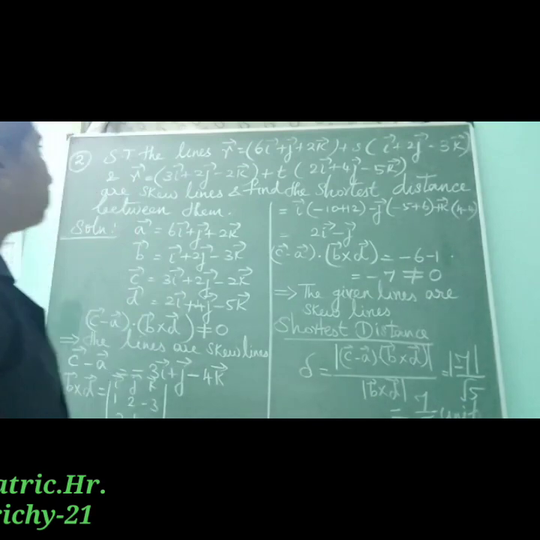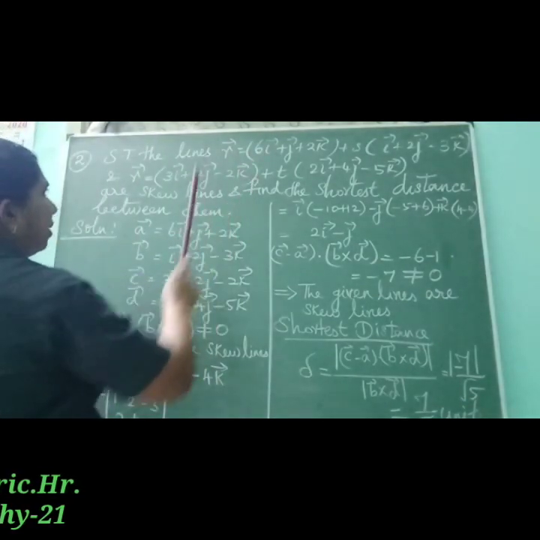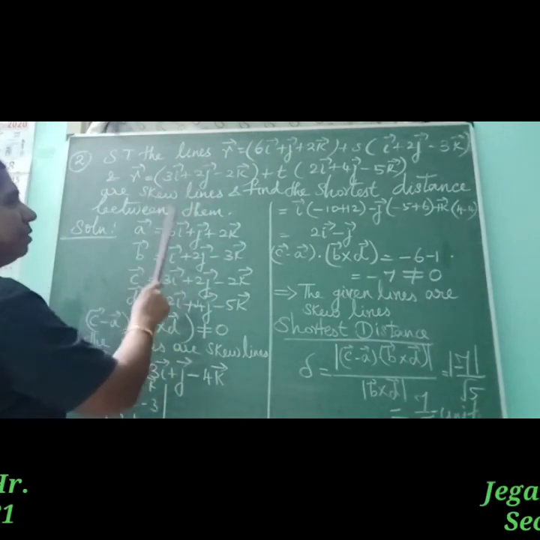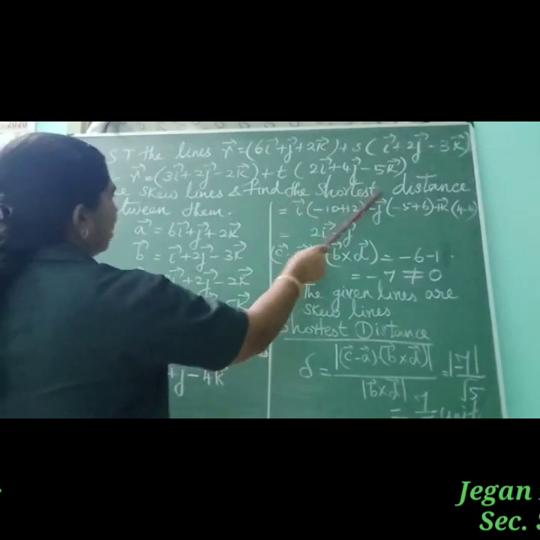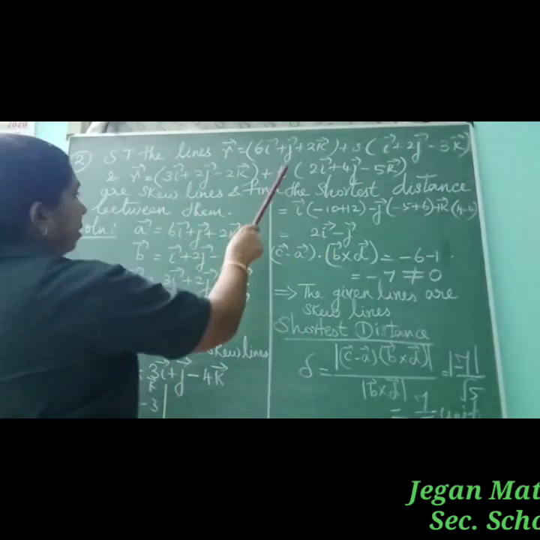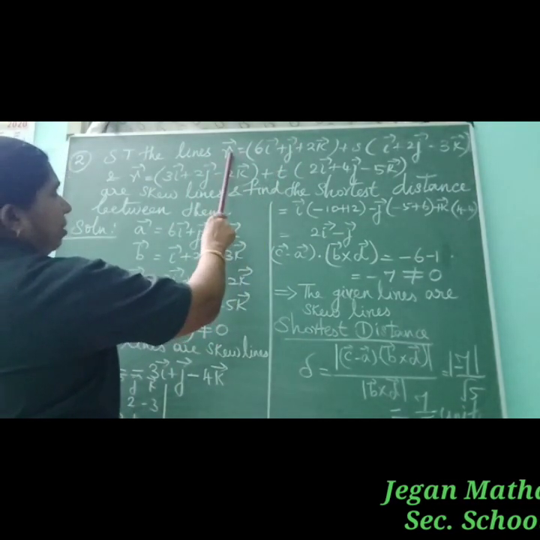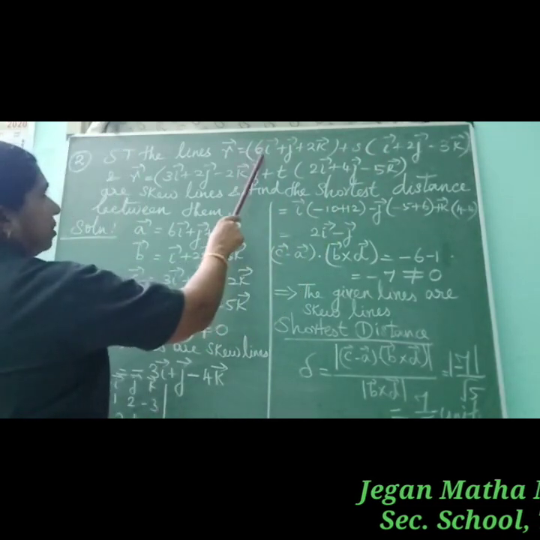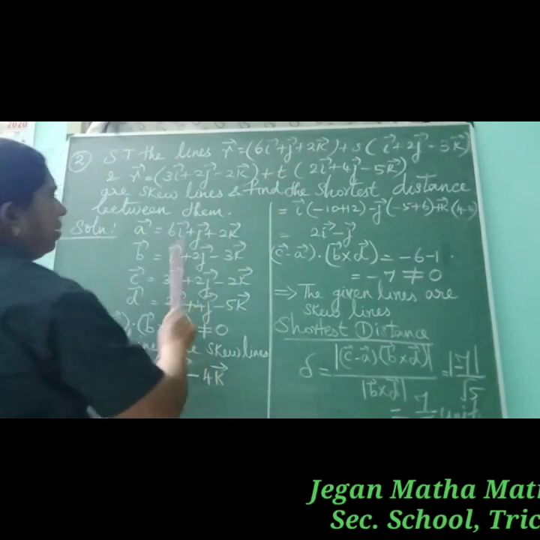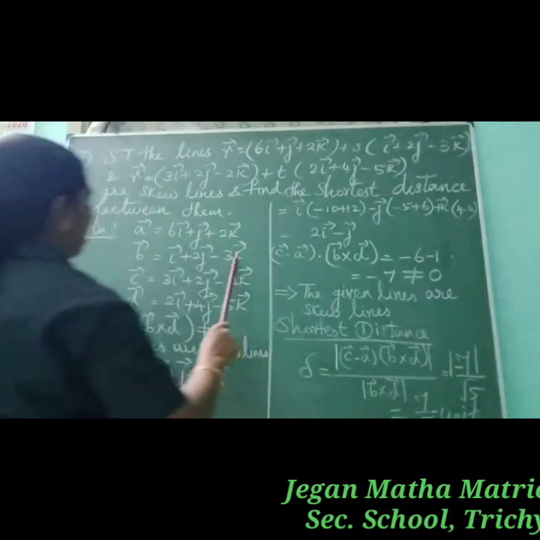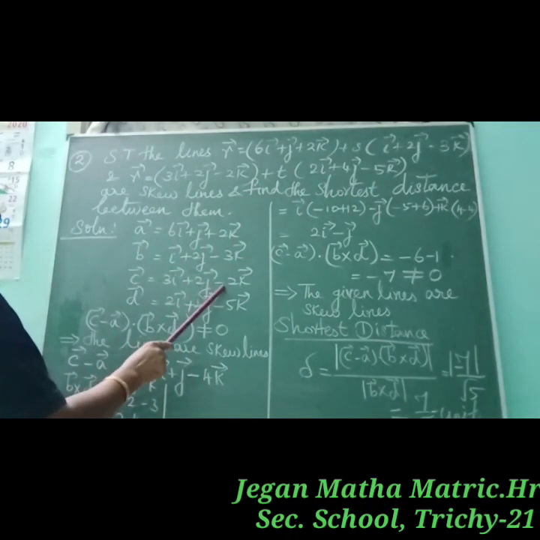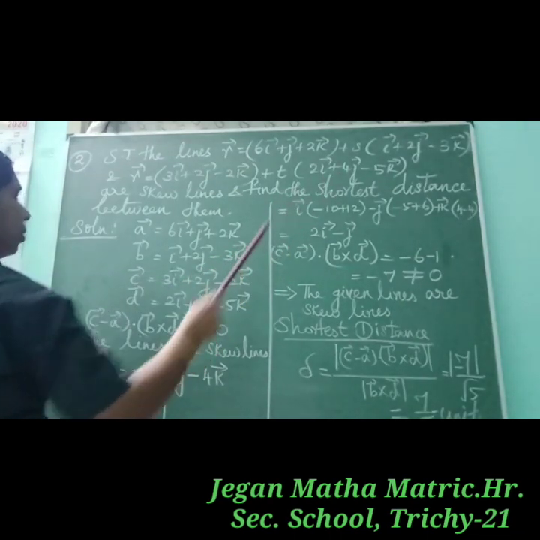Now the next question is, equations of two straight lines are given. We want to prove that the lines are skew lines. Also we have to find the shortest distance between these two lines. So two equations of straight lines are given. From the first equation, we can write a vector is equal to 6i plus j plus 2k, b vector is equal to i plus 2j minus 3k. From the second equation, we can write c vector is 3i plus 2j minus 2k and d vector is 2i plus 4j minus 5k.